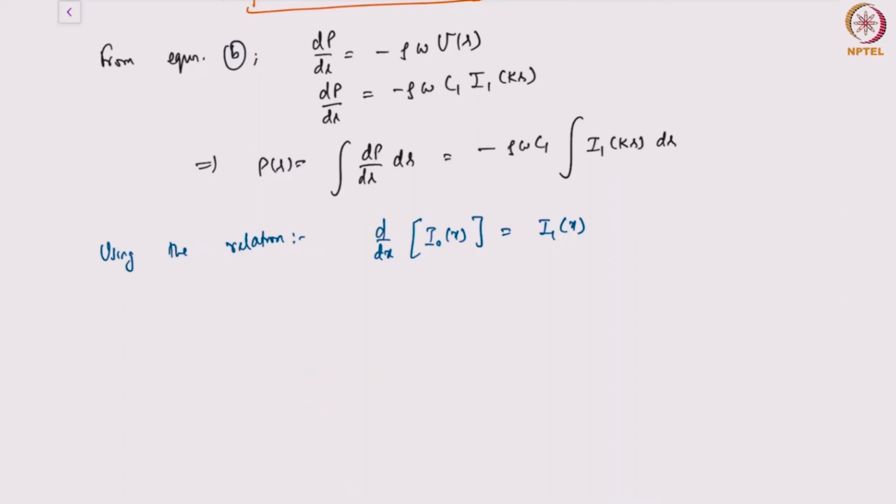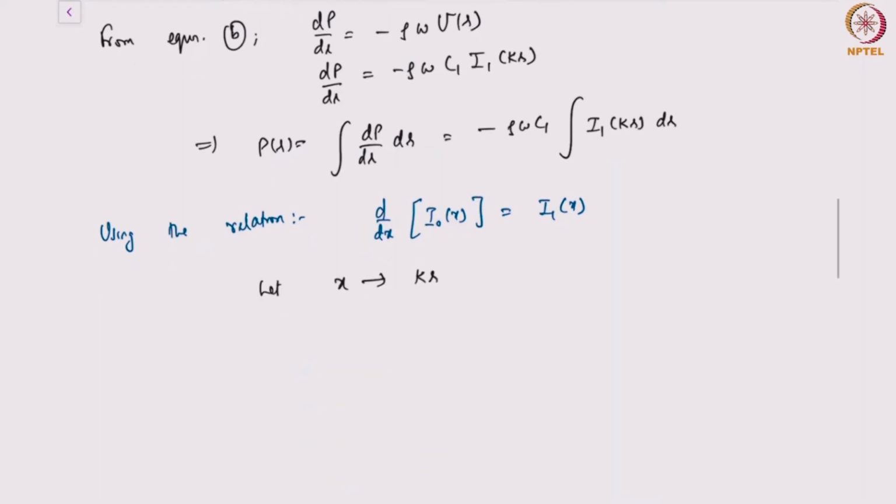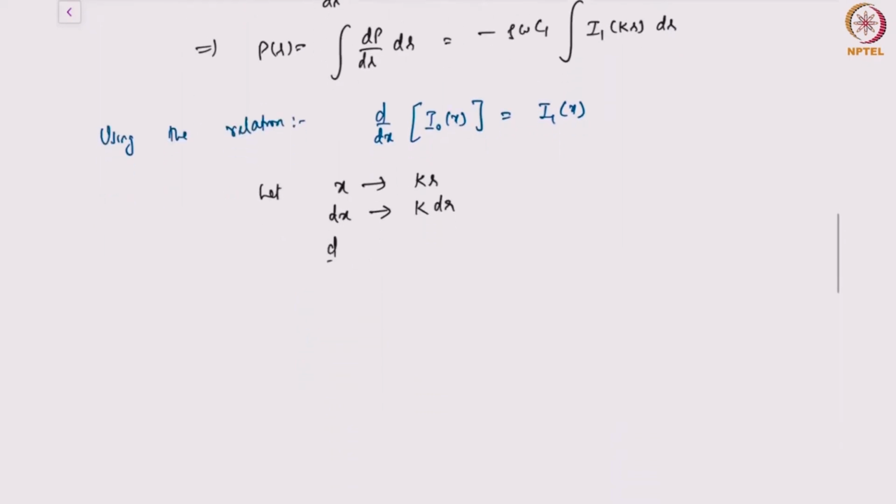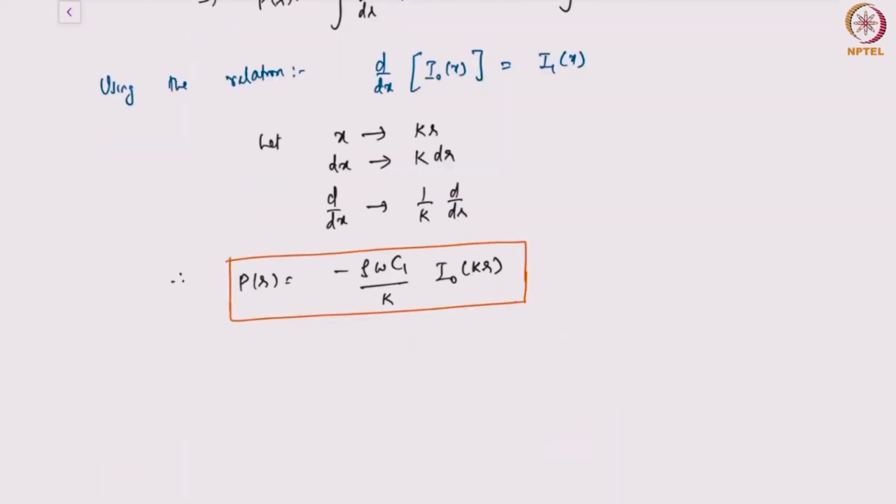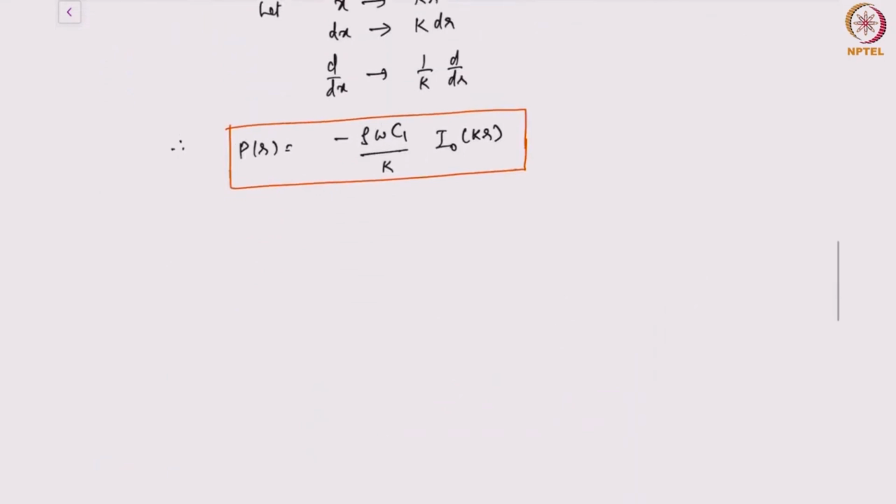So I'll go back to black ink again. Let x become kr. Therefore dx becomes k times dr, and d by dx becomes 1 by k d by dr. And therefore now I have P of r simply becomes minus rho omega C1, I1 just becomes 1 by k of I0 of kr. So I've actually got P of r as well, right?